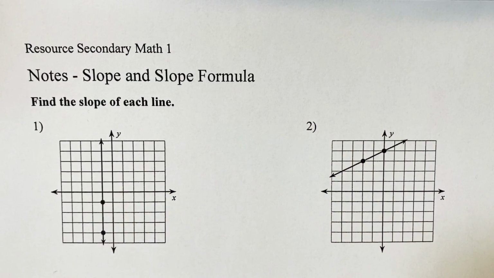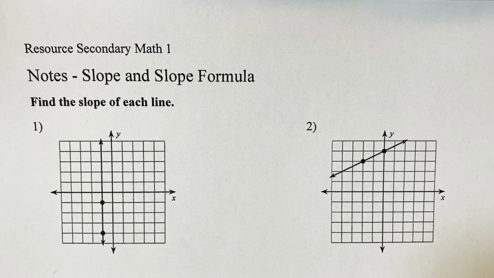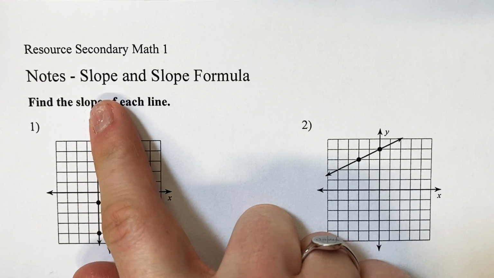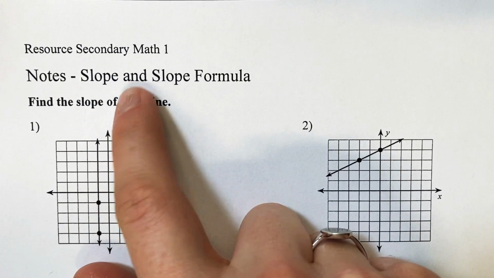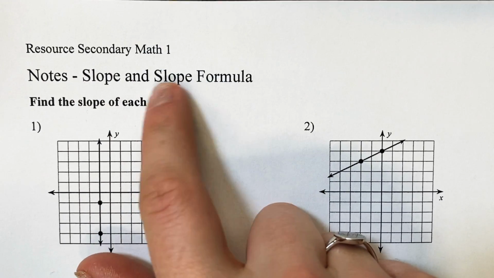All right, my resource secondary math 1 class. We are going to be starting a new unit today, and it's kind of building on not our previous unit, but the unit before that one. If you guys can remember, 2 units ago, we were talking about slope in slope-intercept form, okay?